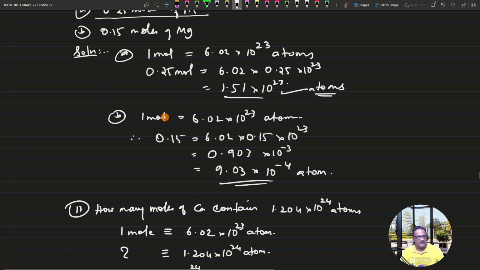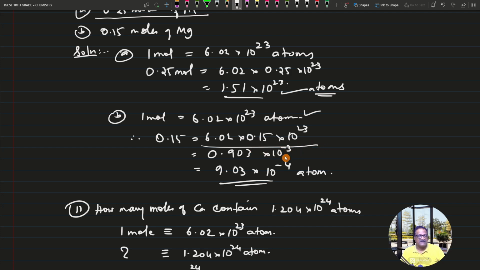So in 1 mole of magnesium, you have 6.02 into 10 raised to 23 atoms. This is the definition of mole. In 1 mole of any substance, you have 6.02 into 10 raised to 23 particles. Now, since this is magnesium element, you'll have atoms. So 0.15 mole will contain how much? So it will be 0.15 into 6.02 into 10 raised to 23. This will be the answer. If you work out this, you should get 0.903 into 10 raised to 23.